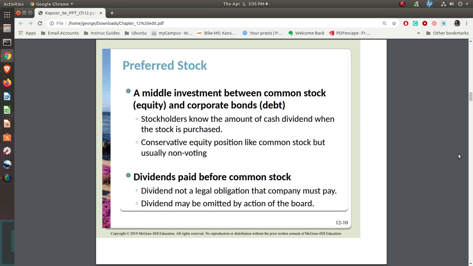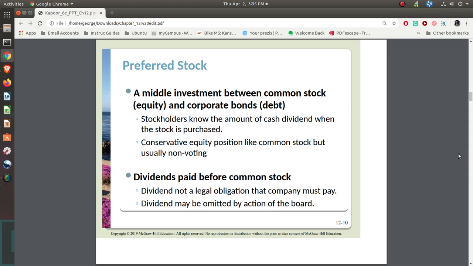Then you have what's called preferred stock. Now, the others were common stock. This is preferred stock. Preferred stock is kind of a middle investment between common stock, which has more risk, and bonds, which are loans, which are paid first if the company goes belly up.